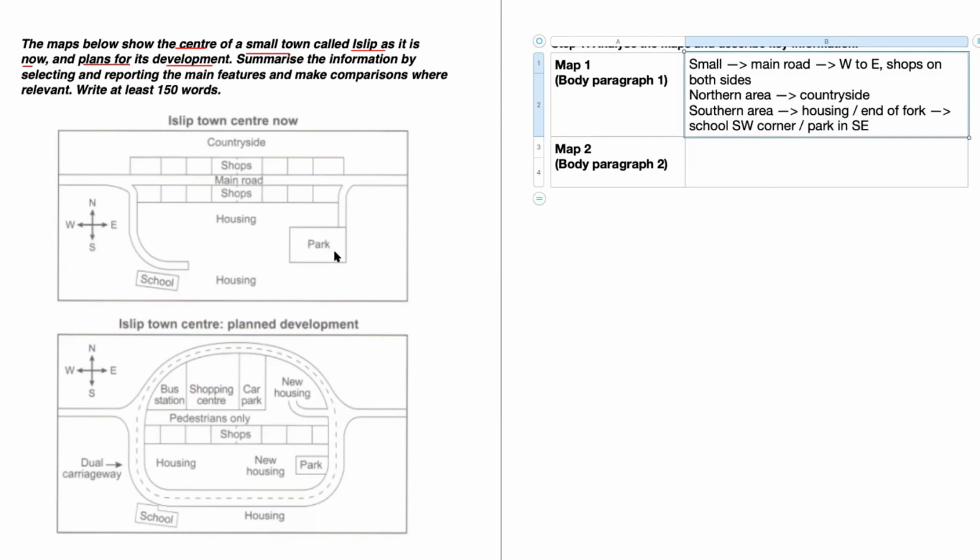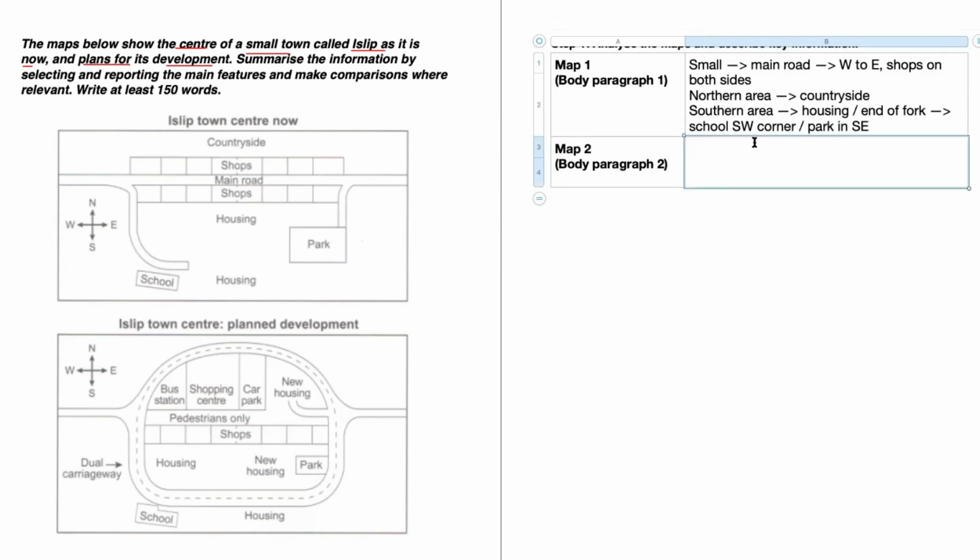Remember, I'm using southeast and southwest. Now, that is really everything we need to say about the town center now. Again, it is small. We've got the housing, the countryside, the school, and the park. And of course, we've got our shops.